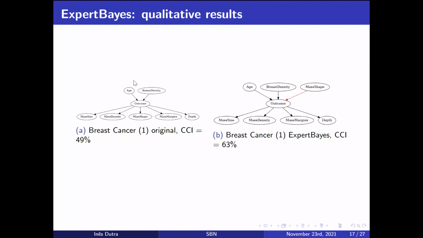So for the breast cancer, we had 49% accuracy for the original network built by the experts. And with ExpertBayes, what it did was to revert this edge here, right? So this is it. It reverted the edge to the outcome, and then the accuracy of the classifier increased to 60%.